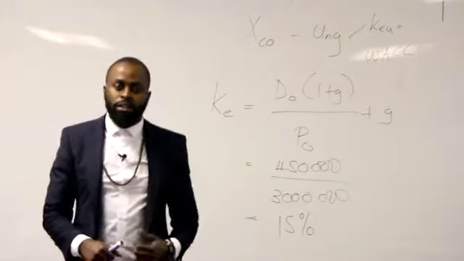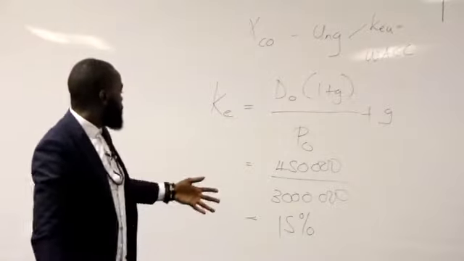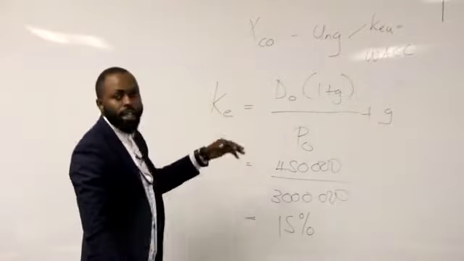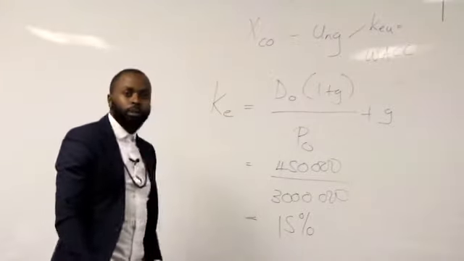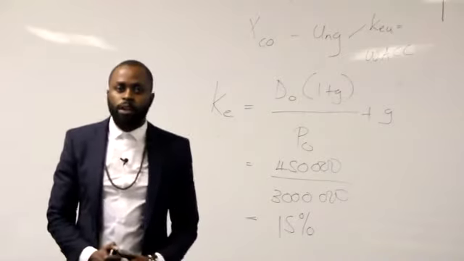So that's it on part B. Part B is fairly simple. We just have to know how to calculate the cost of equity in an ungeared company. Based on our dividend valuation model, this is the formula. We apply the formula, we get our cost of equity.